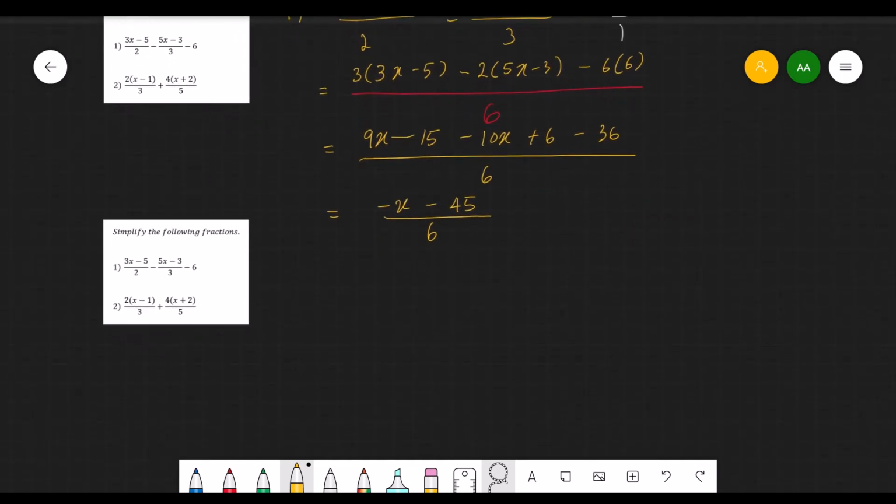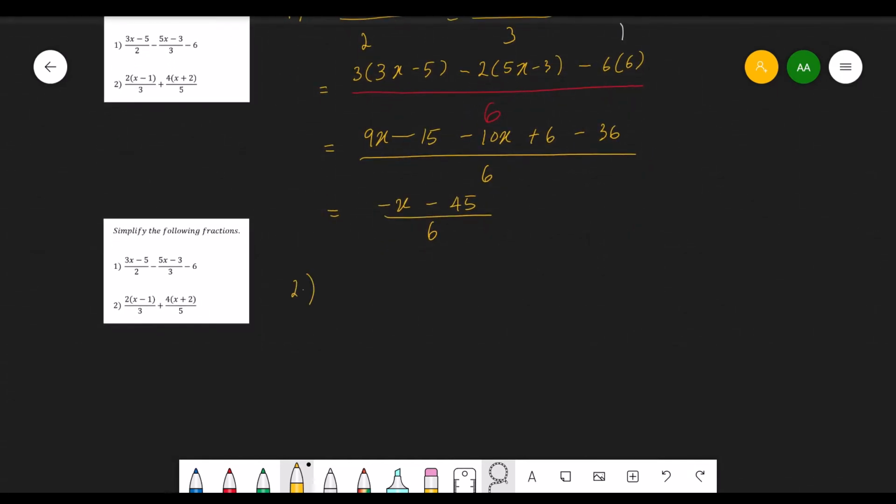Let's look at example number 2. The difference between example number 2 and number 1 is that in the second example we already have a multiplier in front of our expression at the numerator. Let me show you how to make it less complicated. So we have 2 times (x minus 1) plus 4 times (x plus 2) here. This is over 3, and this is over 5.